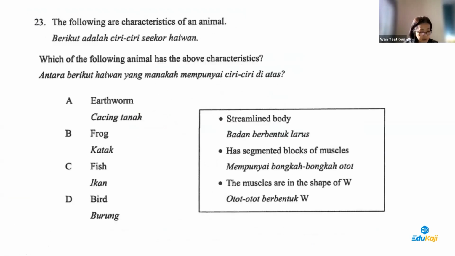The following are the characteristics of an animal. Which of the following animals has these characteristics? Streamlined body, segmented blocks of muscle, muscle in the shape of a W. So the animal that has these characteristics is fish. So the answer is C.